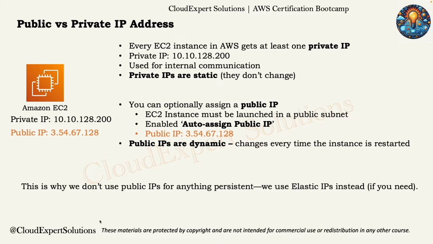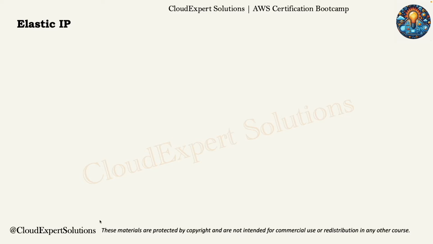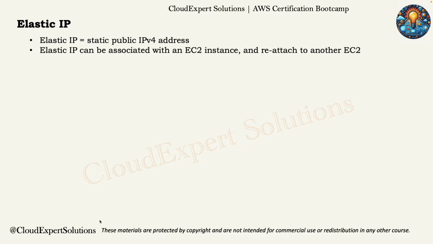To solve this problem, AWS provides a service called Elastic IP, and that is what we need if we need a consistent public IP address. Now let's review Elastic IP. An Elastic IP is a static public IPv4 address that you allocate to your AWS account. You can associate it with an EC2 instance and then reattach it to another instance if needed. And this solves the problem of losing a public IP when you restart an instance.